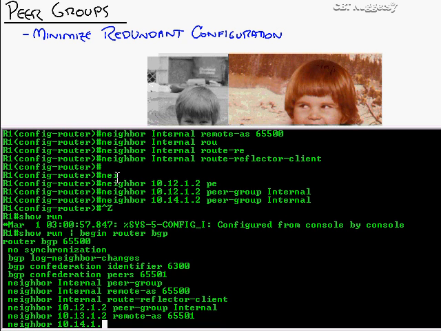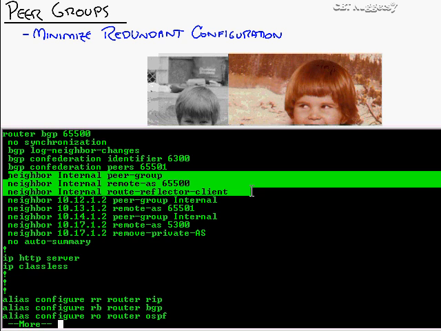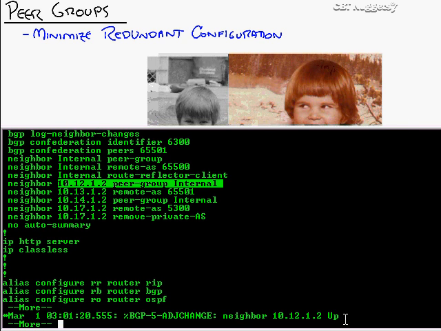You can see that those separate entries for each one of them have been replaced by a grouping. We have now this neighbor internal that has all of the options, and we could keep plugging options in there. And I've just said, for this neighbor, get all of its configuration from that peer group called internal, so it gets all of its options. Now, you notice it reset those neighbor relationships when I did that.